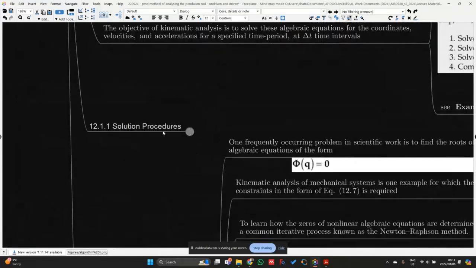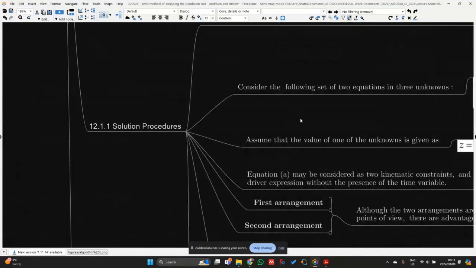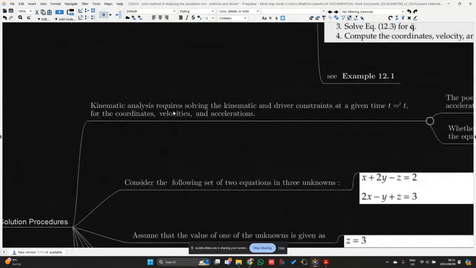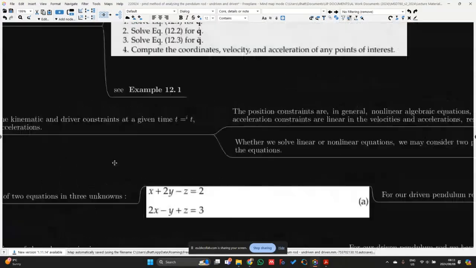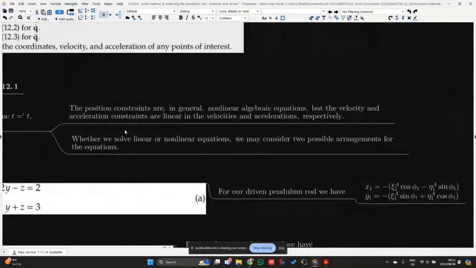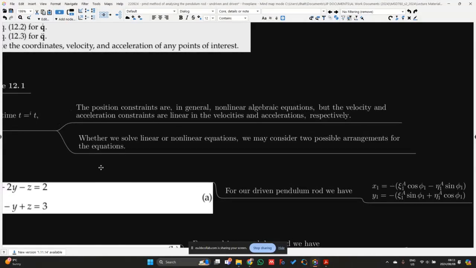Okay, so then for section 12.1.1, which is the solution procedures, the kinematic analysis requires solving the kinematic and the driver constraints at a given time, t equal to ti, for the coordinates, velocities, and accelerations. So the position constraints are in general non-linear algebraic equations, but the velocity and the acceleration constraints are linear in the velocities and accelerations. Whether we solve linear or non-linear equations, we may consider two possible arrangements for these equations.